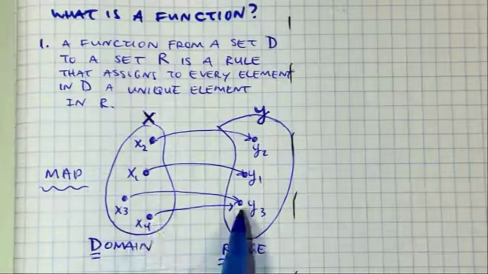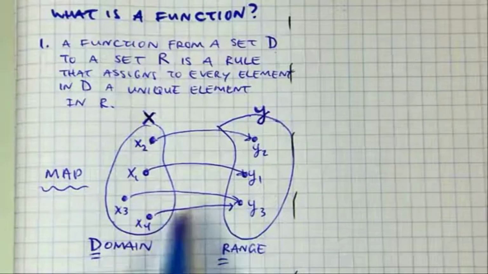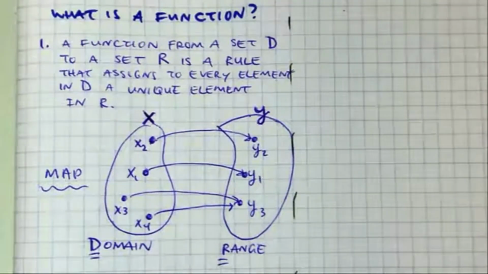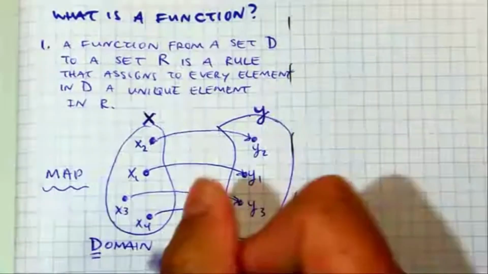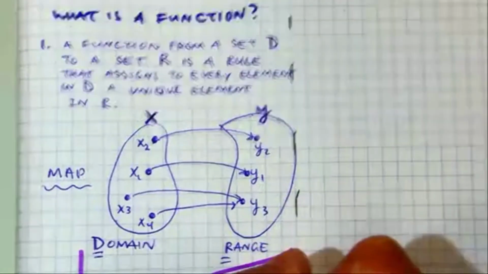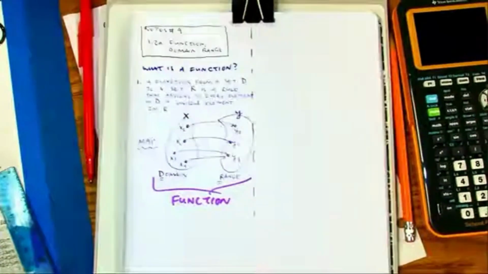So this here would represent a function. This is a function. And this is called a map or mapping. Okay? Now, let's do the same thing.